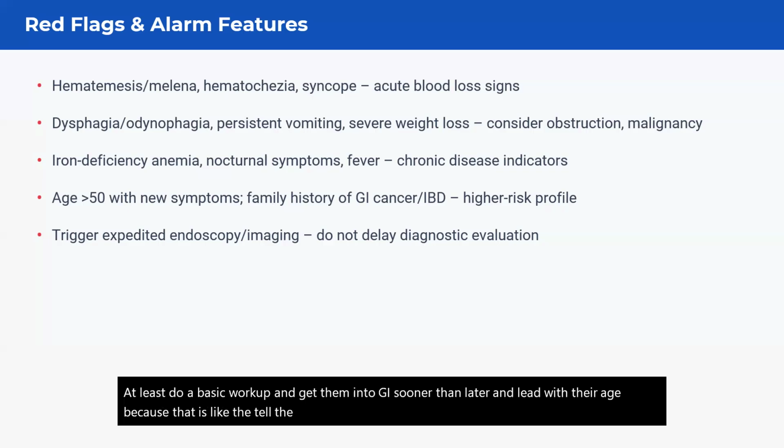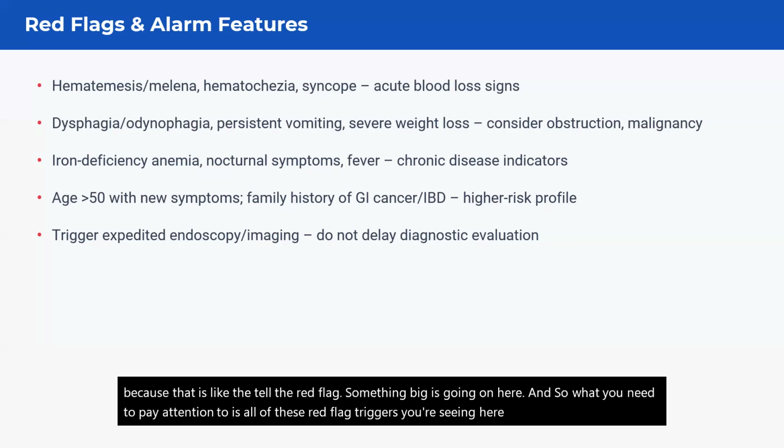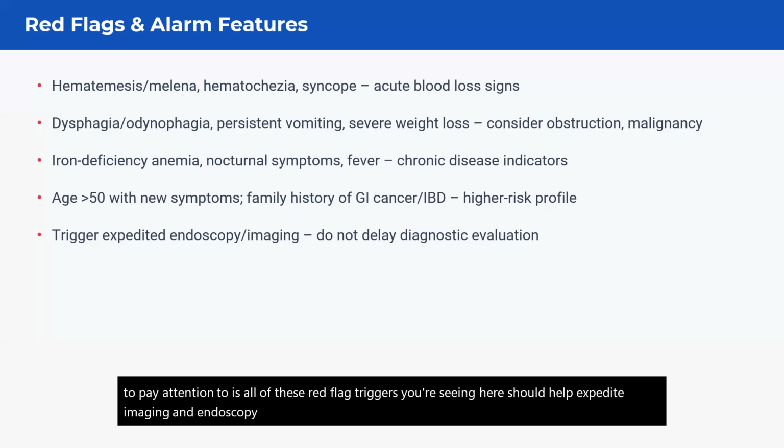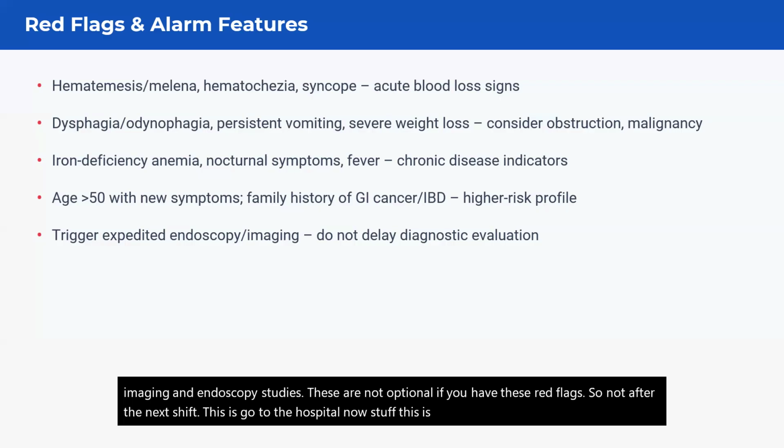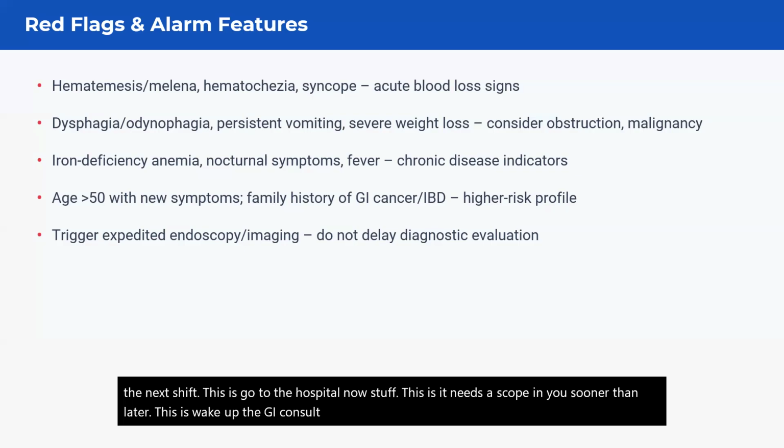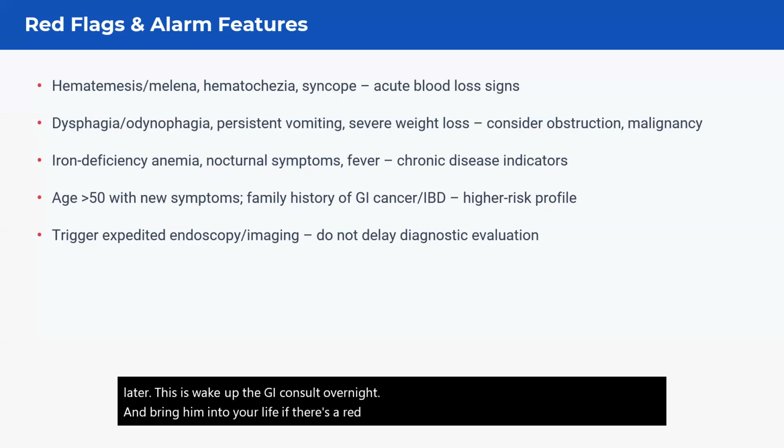Something big is going on here. And what you need to pay attention to is that all of these red flag triggers you're seeing here should help expedite imaging and endoscopy studies. These are not optional if you have these red flags. So, not after the next shift. This is go to the hospital now stuff. This needs a scope in you sooner than later. This is wake up the GI consult overnight and bring him into your life. If there's a red flag, there's no such thing as reassurance without visualization. And we need GI to visualize.